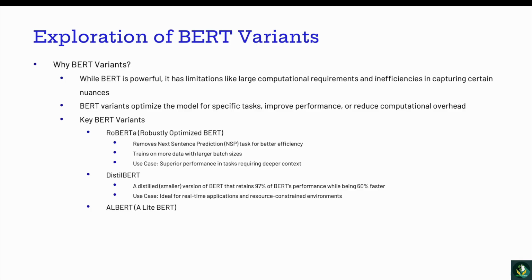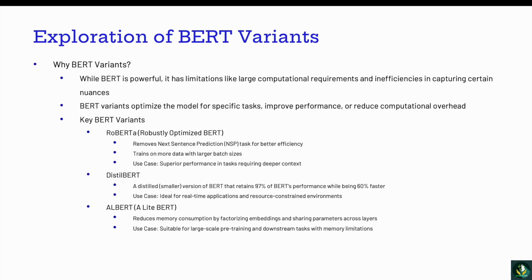Then we have ALBERT, or A Lite BERT, which reduces memory consumption by factorizing embeddings and sharing parameters across layers. Use case is suitable for large scale pre-training and downstream tasks with memory limitations. Next, we have BERTweet. It's fine tuned on Twitter data, and the use case is social media, sentiment analysis, and hashtag prediction.